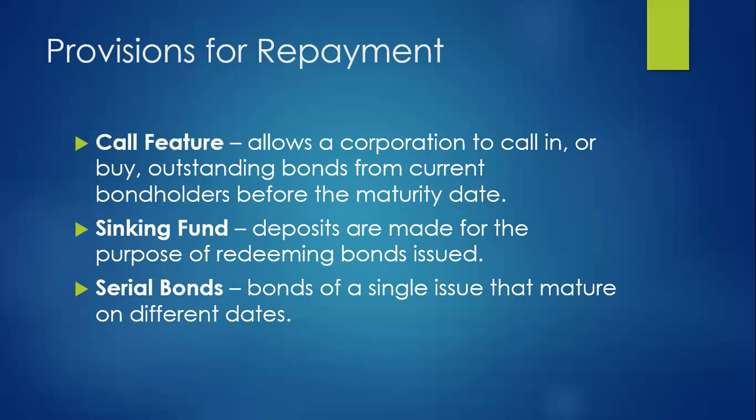And serial bonds, these are not Lucky Charms. These are serial as in they have a single issue date, but then they mature on different dates. So a portion of it matures maybe 1 year in, then the next portion 2 years in, and the next portion 3 years in, the next one 5 years in. So it's a serial bond. So you gradually get your repayment back.